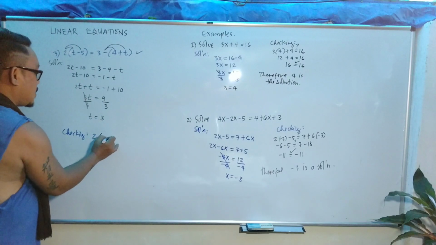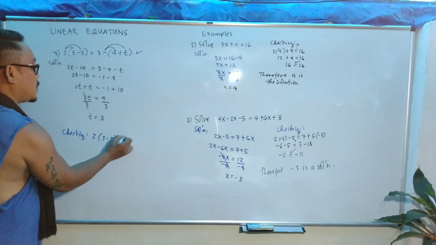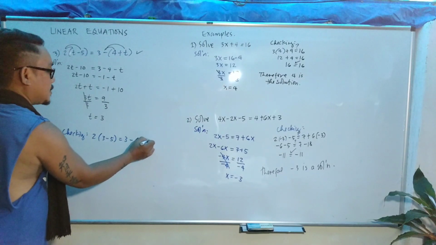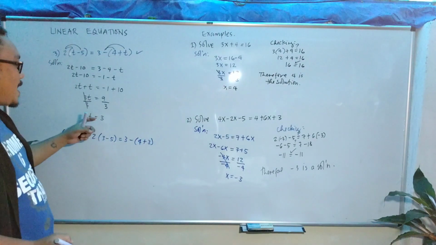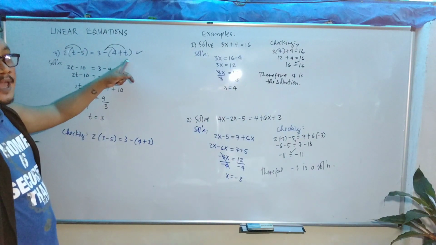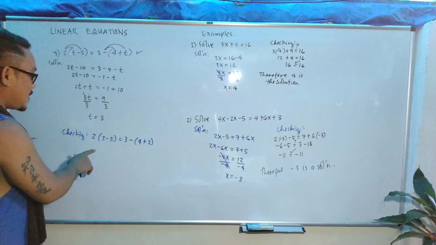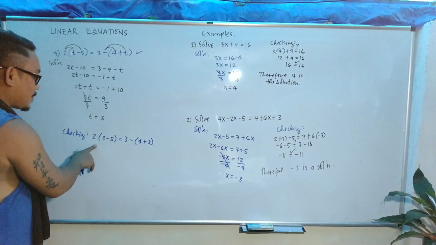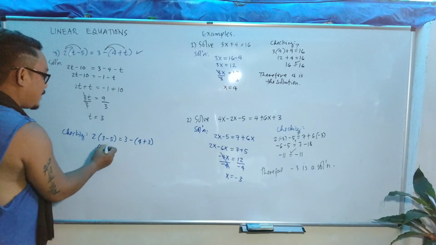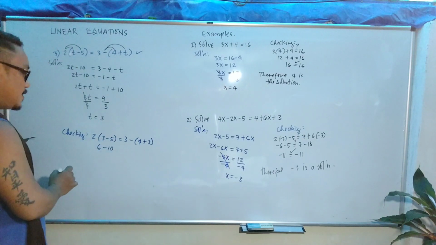3 minus 5 is equal to 3 minus 4 plus 3. Okay? Kumbaga, kaning value na t is equal to t. Okay? So, padayon ta. Distribute. Pwede na punta dito distribute. 2 times 3, you have 6. 2 times negative 5 is negative 10. Okay?